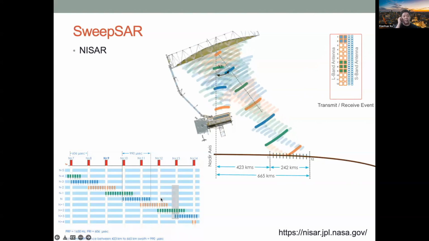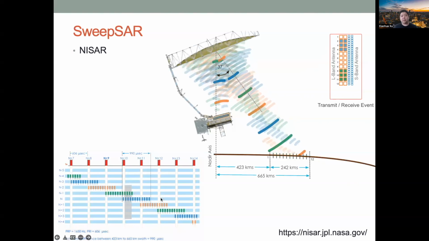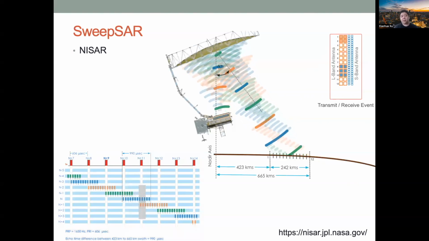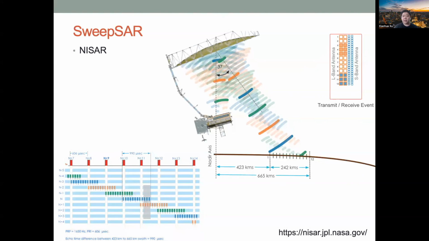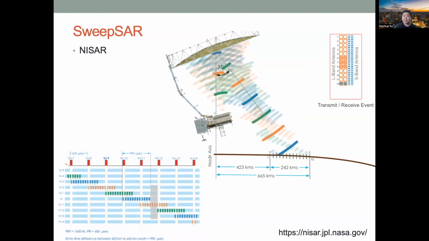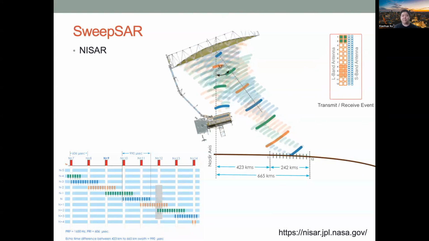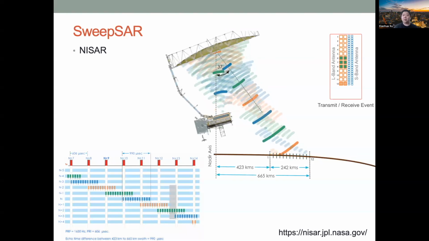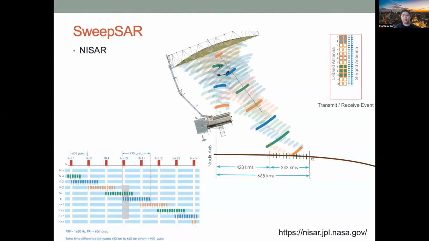But since the footprints overlap with each other on the ground, when you are doing focusing, one could essentially interpolate through those gaps. And the engineering design of NISAR sort of makes this kind of gap happen here and there. So the data quality is largely unaffected spatially.